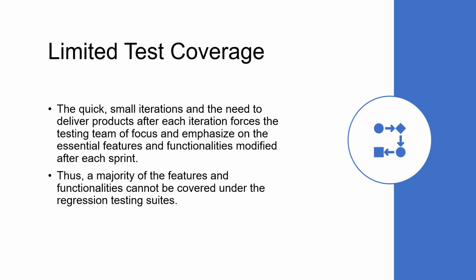Limited test coverage. The quick small iterations and the need to deliver the product after each iteration force the testing team to focus and emphasize the essential features and functionality modified in each sprint. Thus, a majority of the features and functionalities cannot be covered under the regression testing suites. So what exactly happens is that we usually perform QA testing, unit testing and integration testing at every sprint once the story is done.